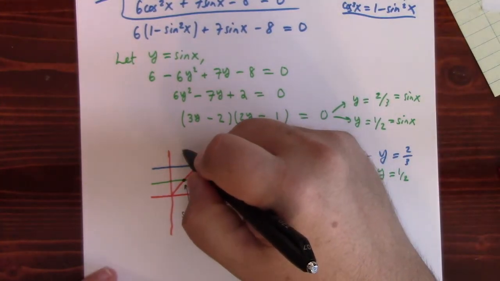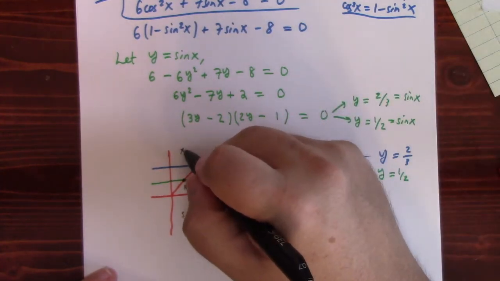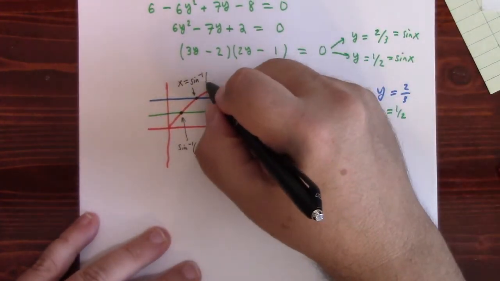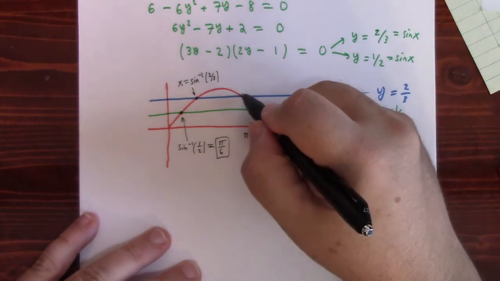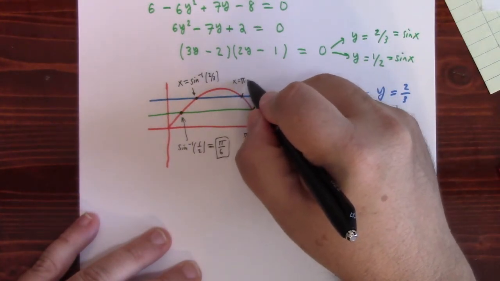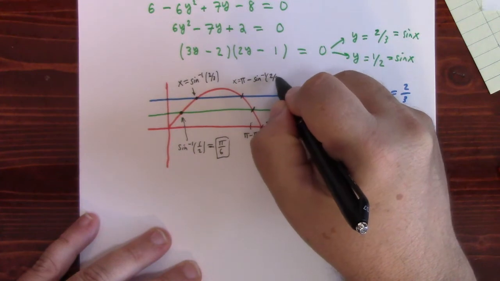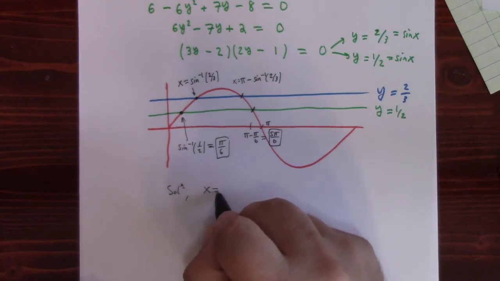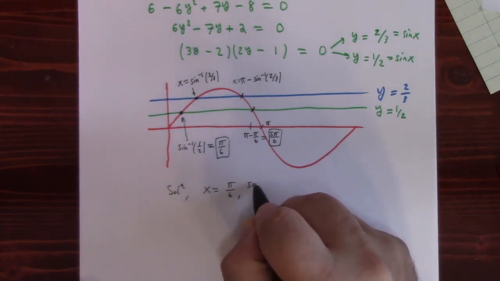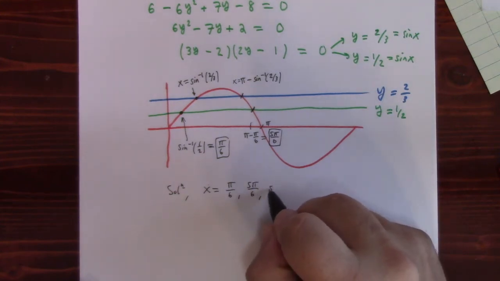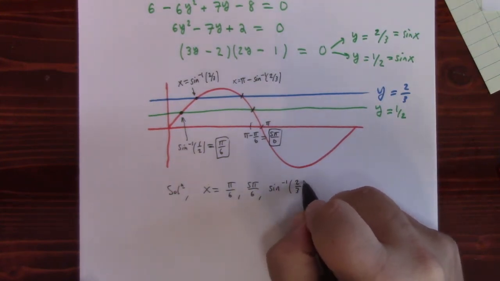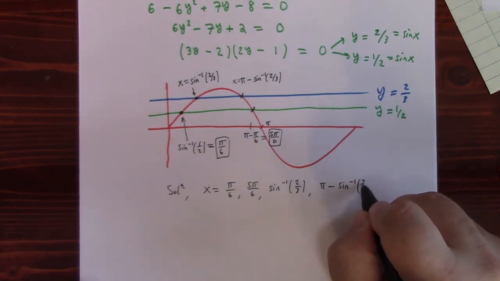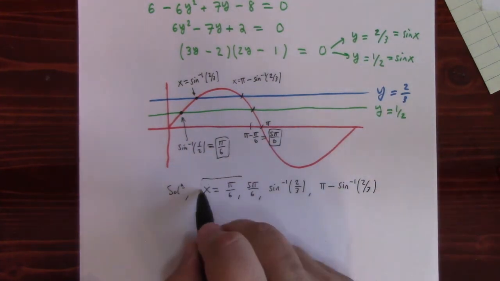This one up here, of course, is x equal to inverse sine of 2/3. And so this one over here would be pi minus inverse sine of 2/3. So the solution is x equal to pi over 6, 5 pi over 6, sine inverse of 2/3, and of course pi minus the sine inverse of 2/3. Those are all the answers that you get on 0 to 2 pi.